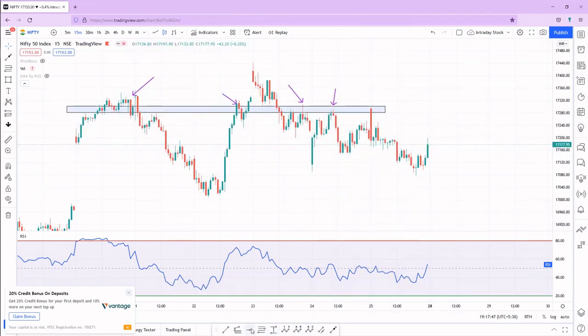Say, after this high has formed, the market has formed a lower high over here, so this will be my stop loss position to exit. You can exit here also, so that you can limit your losses there as well.